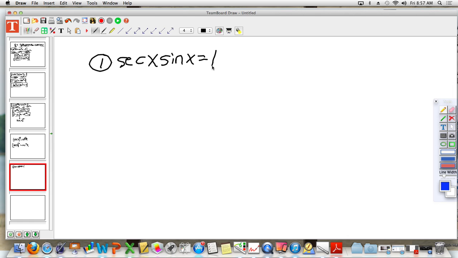Does it say secant theta? Yeah, secant theta, that's right. Sine. Okay, this is supposed to say tan of x on the right side. My bad. I'm sorry. Okay. What does secant mean?